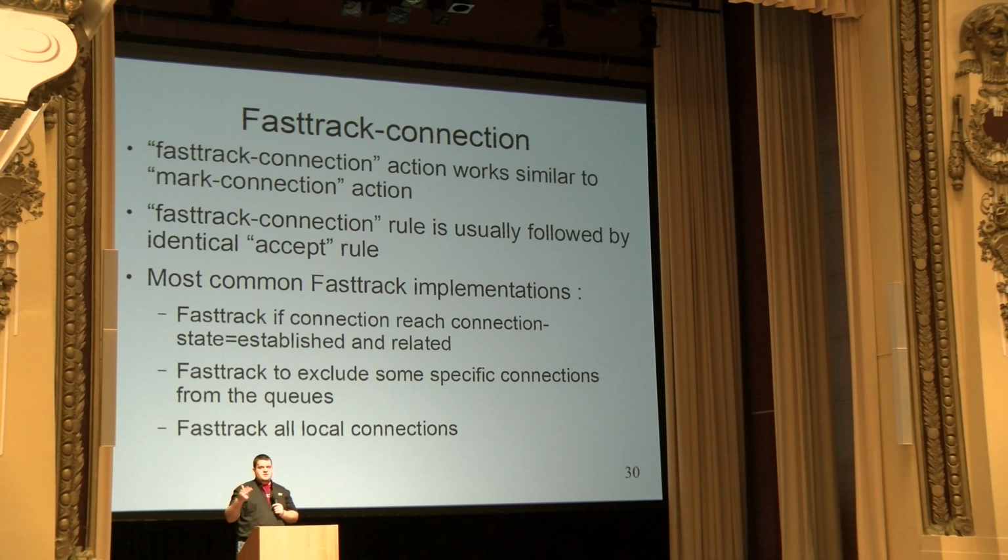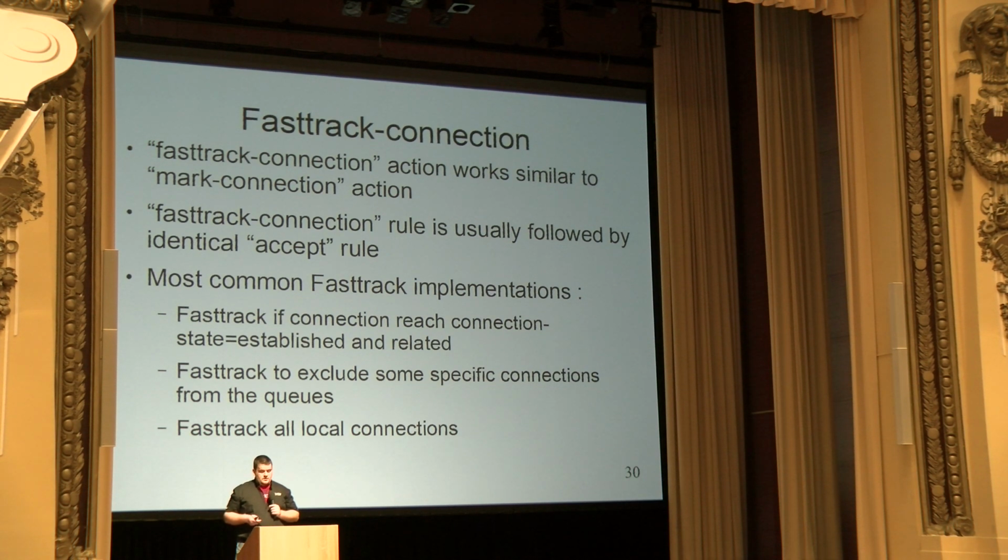So far I have seen three most common implementations. First, I already showed you: connection state established and related. Second one is when you fast-track some specific connections to avoid queues. For example, very popular among VoIP users. So you want to QoS all your traffic, but you want your VoIP to work all the time, every time with the full speed. So you fast-track your VoIP, and it doesn't stop on any facilities in RouterOS. It goes the FastPath way, and so on. Same goes for video streaming and such things.